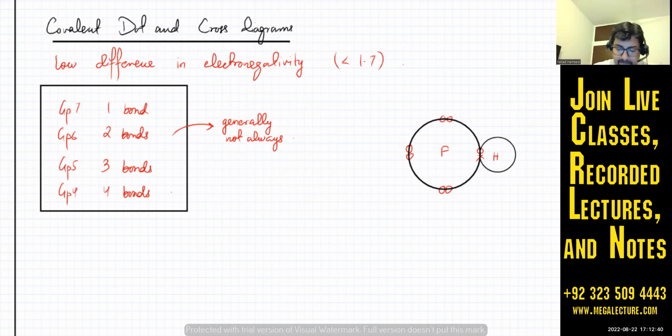Okay, I said this thing, this box over here, remember this usually applies to period 2 elements. The number of bonds that they're making.